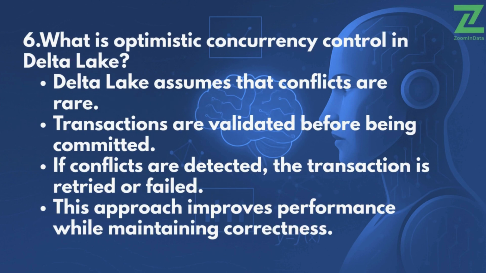What is optimistic concurrency control in Delta Lake? Delta Lake assumes that conflicts are rare. Transactions are validated before being committed. If conflicts are detected, the transaction is retried or failed. This approach improves performance while maintaining correctness.